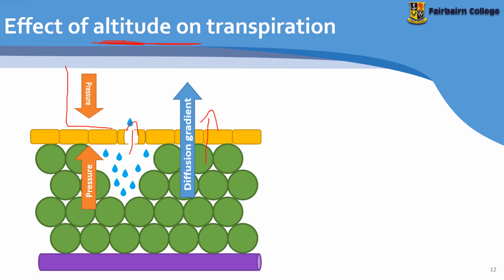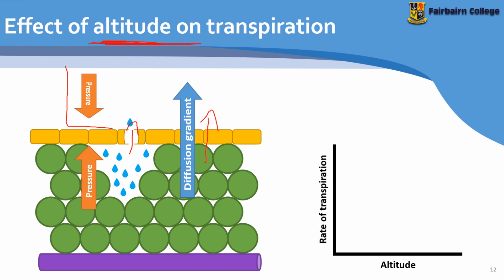Okay, so we're not going to go into depth with this one, but as the altitude increases, the rate of transpiration increases. If we look at it on a graph, it's not as pronounced as the other effects, so it's going to be a lot smaller difference. But you can see here, as the altitude increases, the rate of transpiration increases slightly.